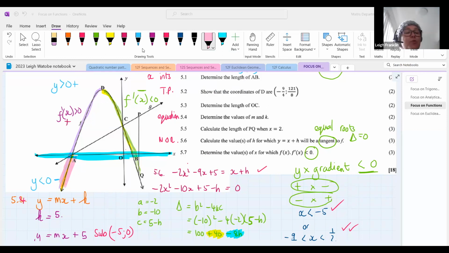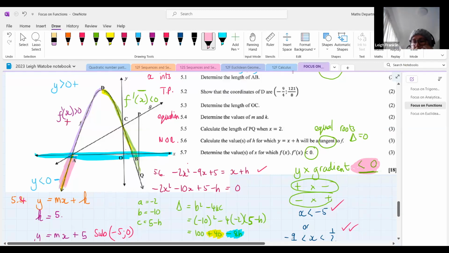Okay, but as soon as you get to A, you are now no longer where y is negative. Now y is positive. So the purple part, y is positive and gradient is positive. That's not what we want, because we want a negative answer. So a positive times a positive is not going to give us a negative.